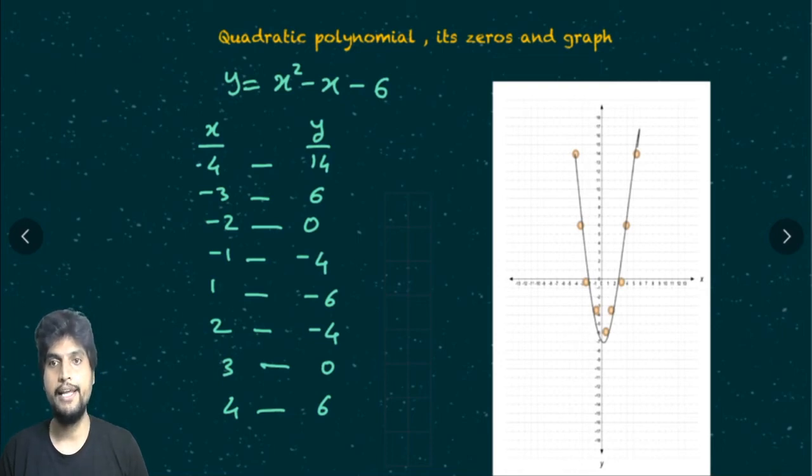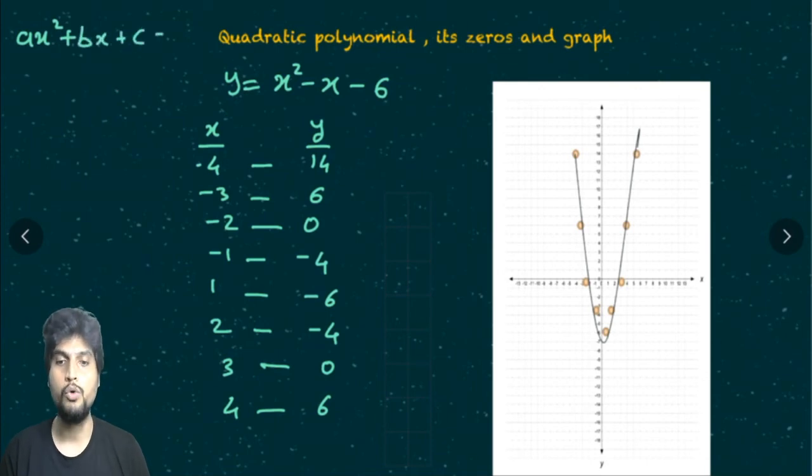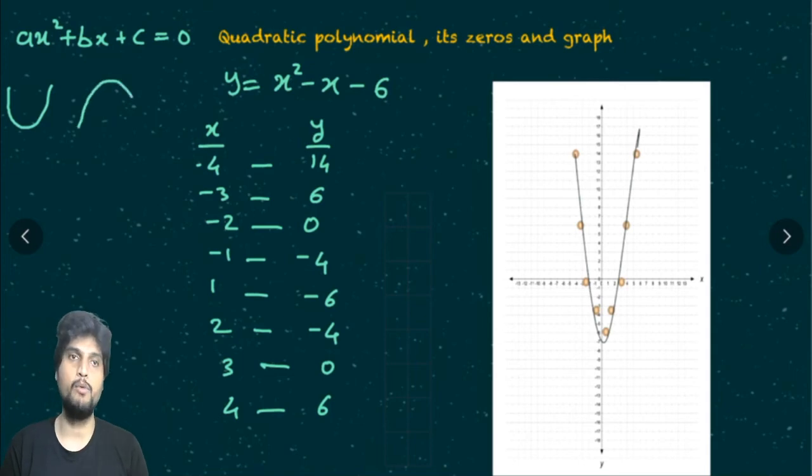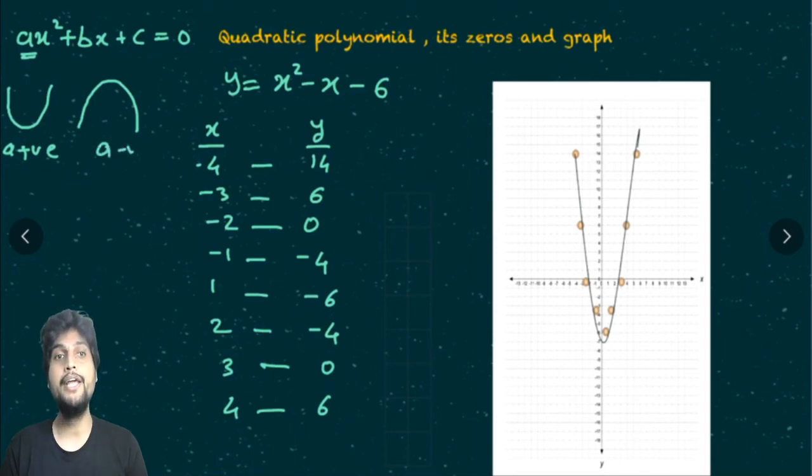So for a general equation, let's say the general quadratic equation is ax square plus bx plus c is equal to 0. The graph of the quadratic polynomial is always an upward facing parabola or a downward facing parabola. When it is upward and when it is downward is decided by this a. If a is positive, then we say it is upward facing, and if a is negative, we say it is a downward facing parabola.